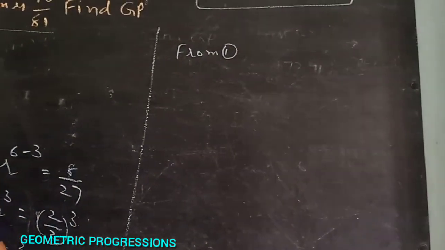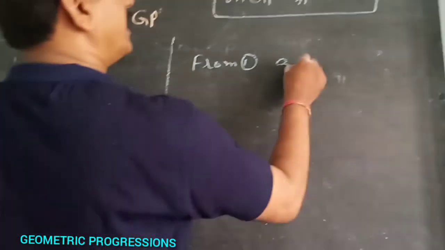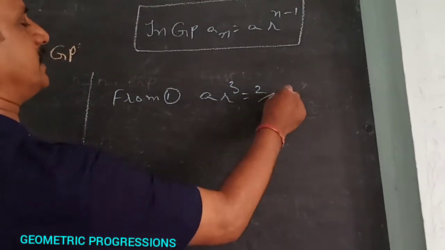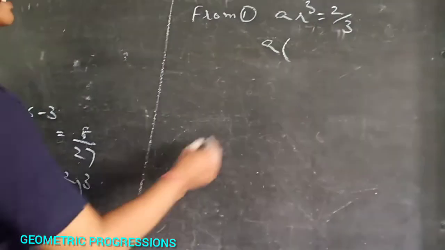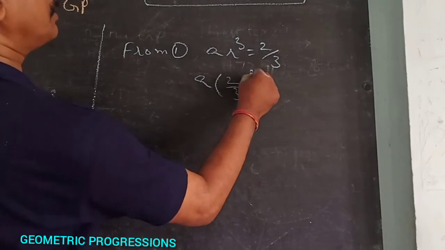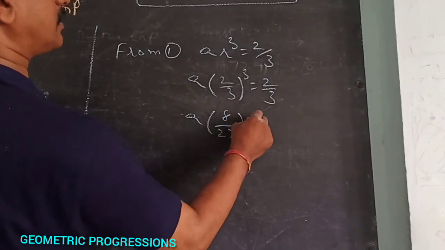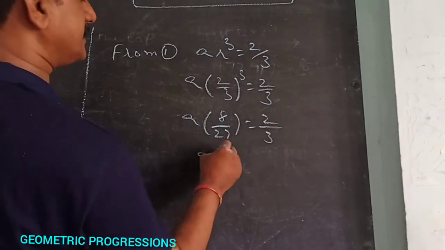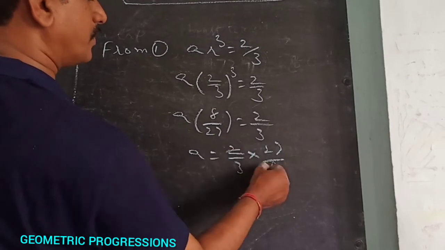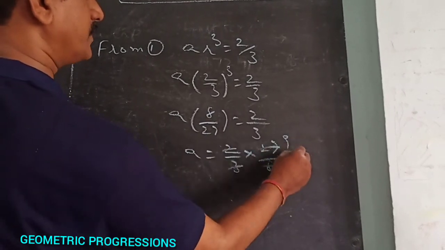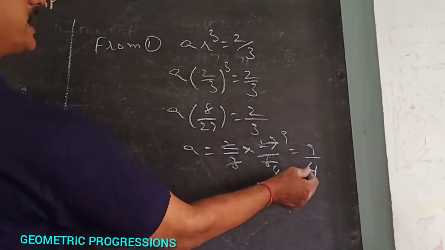From the first equation, AR cube is equal to 2 by 3. Here R is 2 by 3, whole cube, so A into 8 by 27 is equal to 2 by 3. A is equal to 2 by 3 into 27 by 8. 2 fours are 8, 3 nines are 27, that equals 9 by 4. So A is equal to 9 by 4.